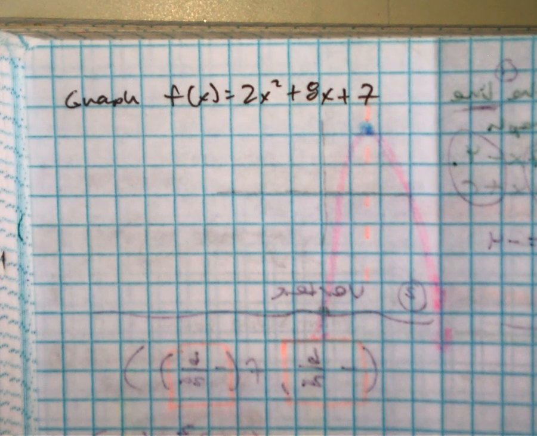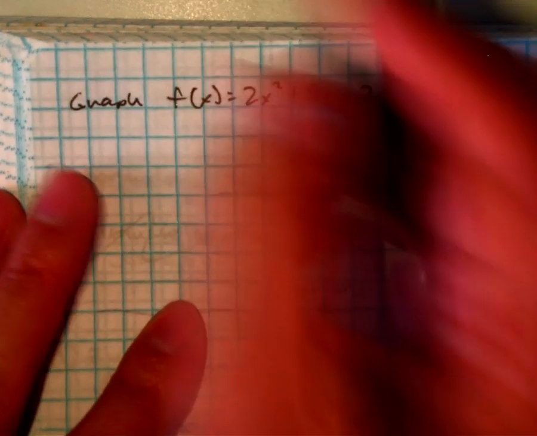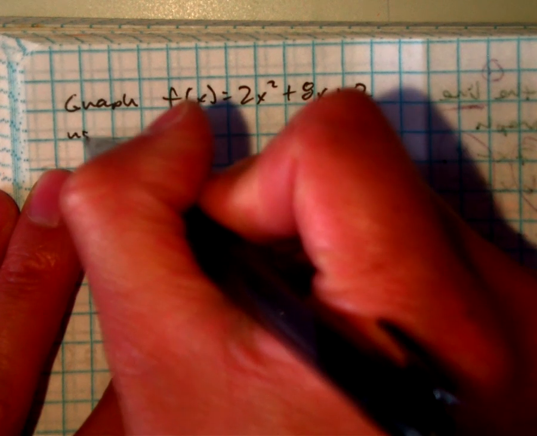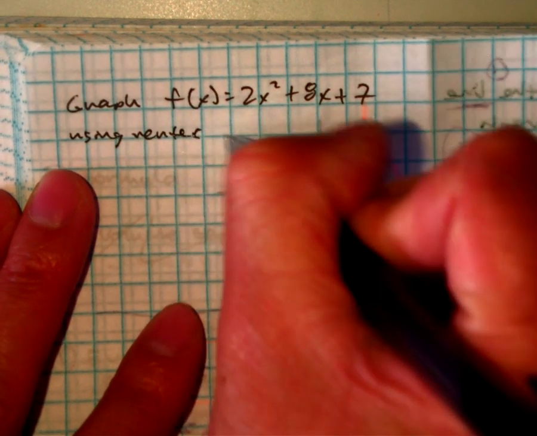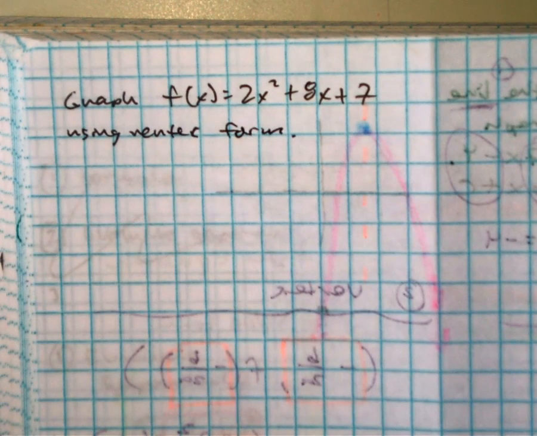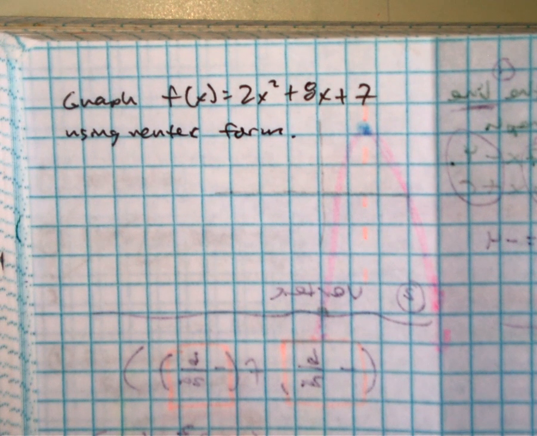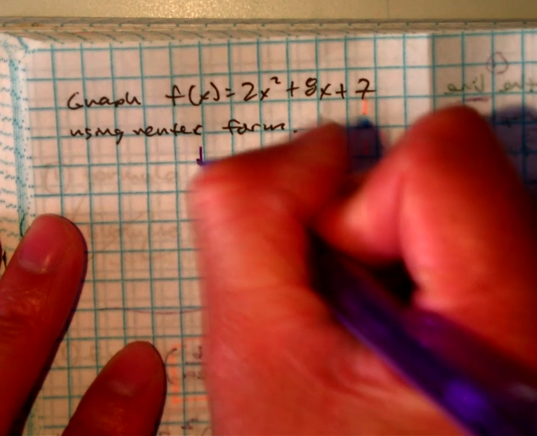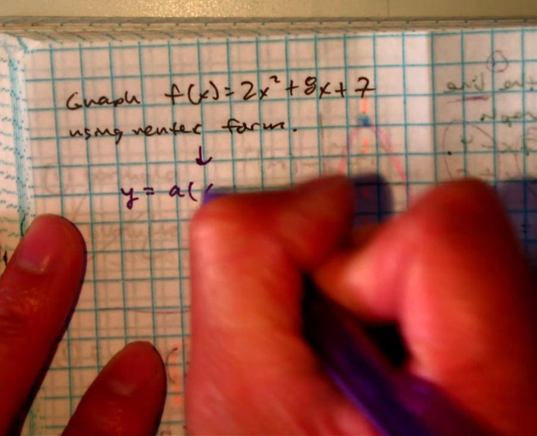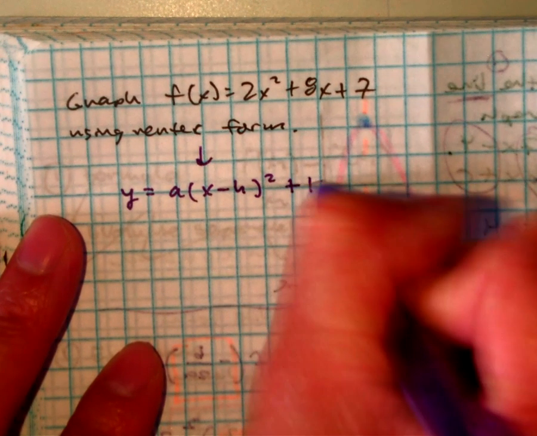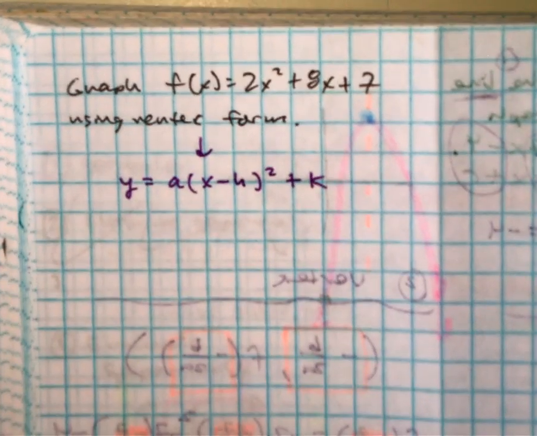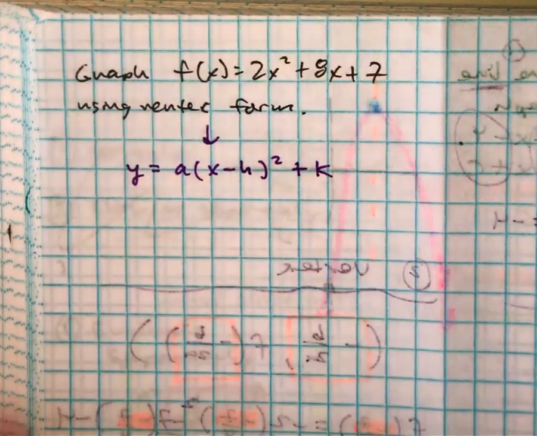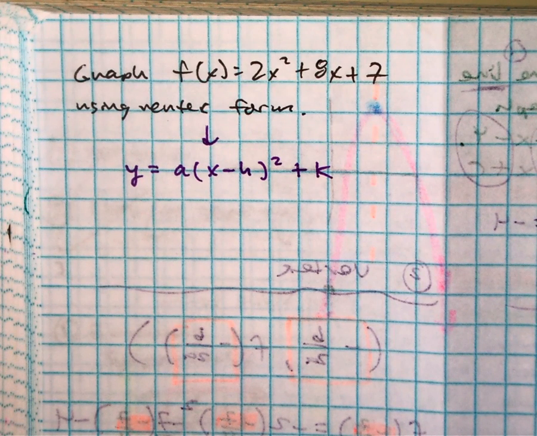Alright, in this problem it tells us to graph, but they might tell us to graph using vertex form. Well, we know this is standard form because there are no parentheses. But vertex form has parentheses. Vertex form is y equals a times (x minus h) squared plus k. Well, algebraically, how do you go from here to there? You're going to have to do something we did earlier called completing the square.